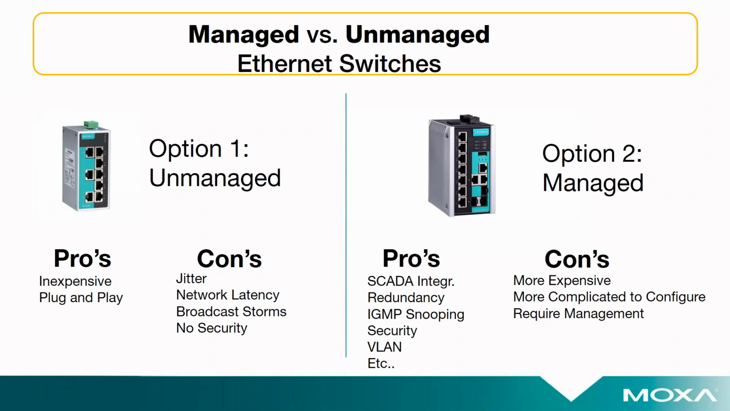The other one is a managed option, which is great because you can do a SCADA integration, you got your redundancies, you got your IGMP snooping, which is what you need to mitigate that multicast traffic, VLANs. But the cons, this is where it gets a little, here's the rub, as they say. It's more expensive, it's more complicated to configure, and it can require some management, right? And if you don't have the IT personnel to devote time to maintaining, troubleshooting, and deploying these devices, it can definitely be easy to see why you would go with the unmanaged option.